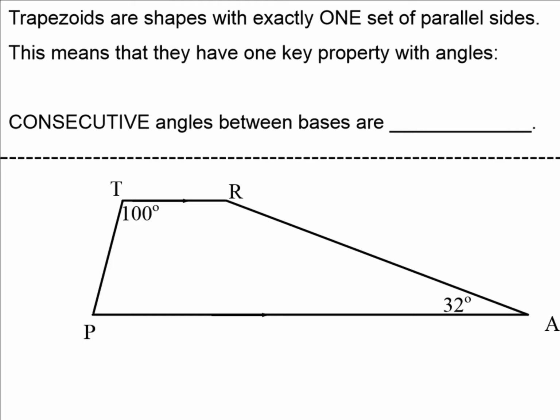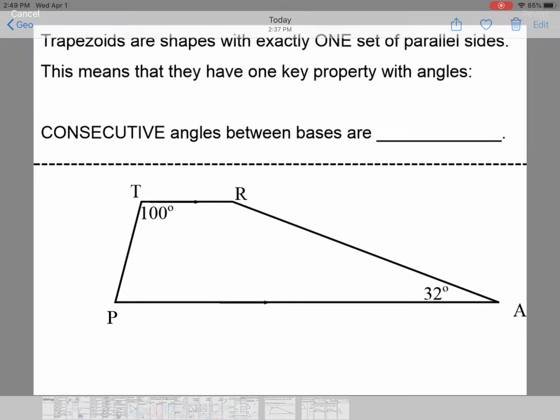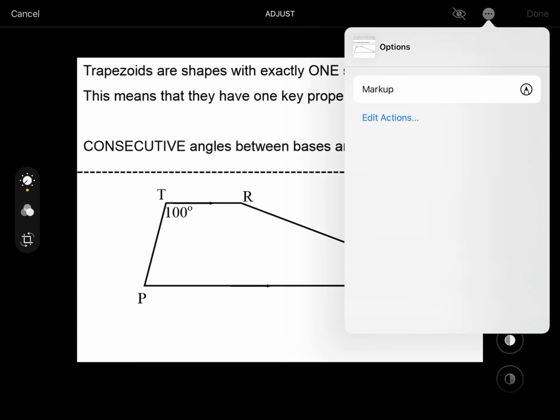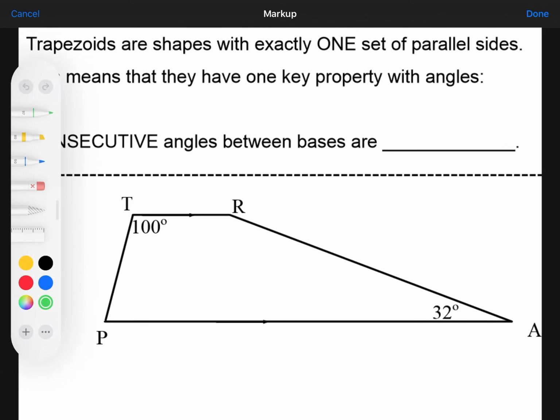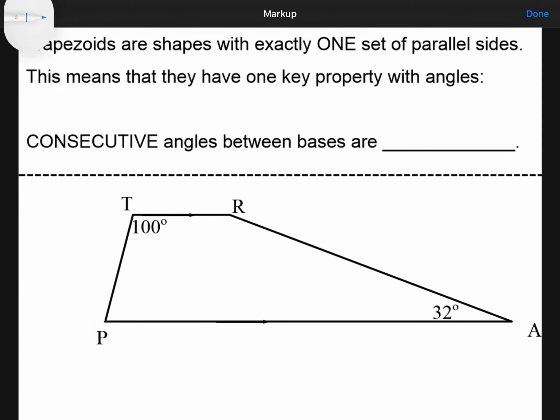But you are going to have to be able to calculate different numbers for different pictures and deal with both angles and segments in different types of trapezoids. So our first problem is, let me see here. Trapezoids have exactly one set of parallel sides.